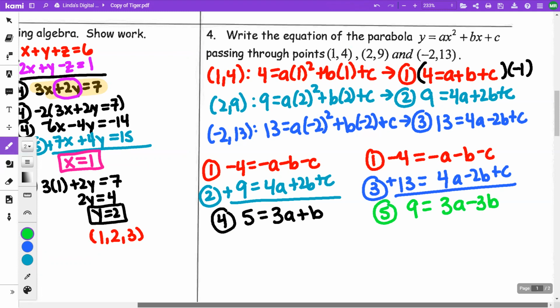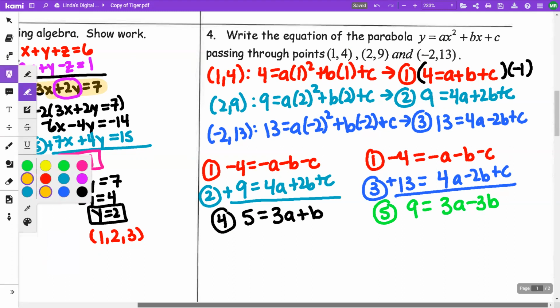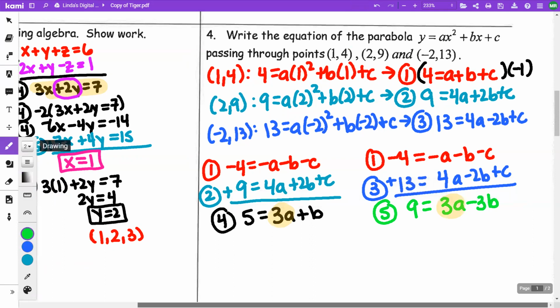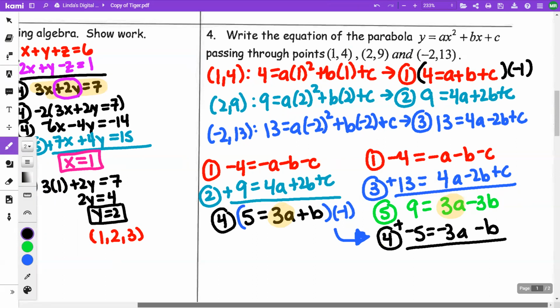Now I could divide everything there by 3, but what I notice is I have a 3a and a 3a. So I'm going to multiply one of them by a -1. Let's say I multiplied this one by a -1. And so I'm going to get -5 is equal to -3a minus b. I'm going to get 4 is equal to -4b. So b is a -1.